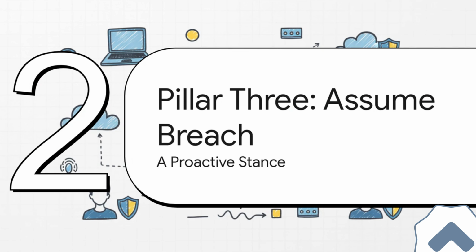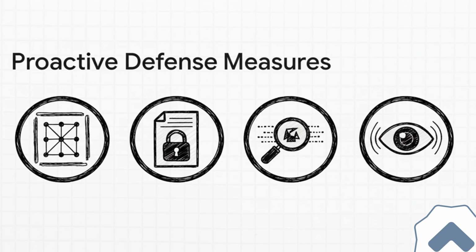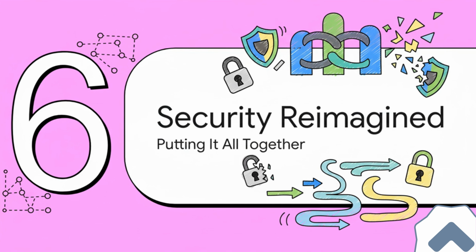And the final pillar, this one forces us to be proactive and to accept a kind of hard truth about modern security. This changes your focus from only prevention to being really good at rapid detection and response. It's all about minimizing an attacker's ability to move around your network. Assuming breach really means you do a few key things. You segment your resources, you encrypt everything, and you analyze signals constantly to spot and contain threats before they can escalate.